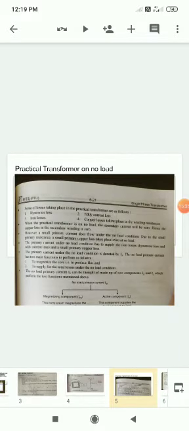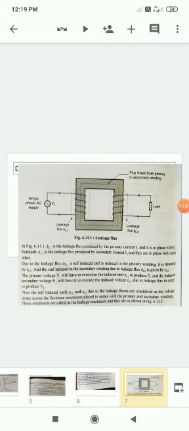Okay student, this is a little bit about the practical transformer. Now there is another effect that is called leakage reactance. Student, that is a very important topic from the examination point of view. As I have told you, first of all, see this diagram. Before discussing it, see this diagram.